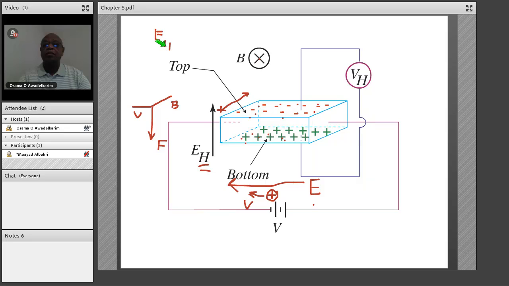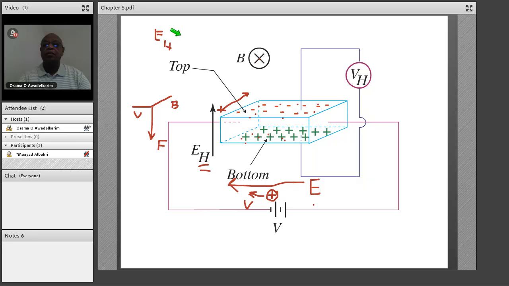Hall is a British scientist who actually observed this effect, the Hall electric field. Because of the motion of a charge in a magnetic field in a semiconductor, this electric field, which we call the Hall electric field, happens in a direction perpendicular to the applied electric field and perpendicular to the motion of the charge in the semiconductor. And we know that an electric field gives rise to a potential.